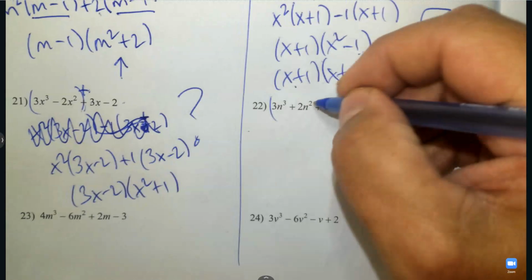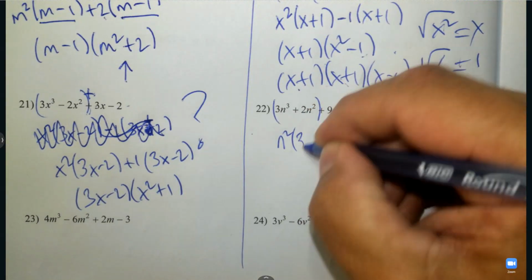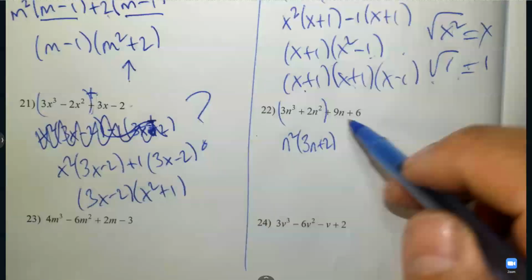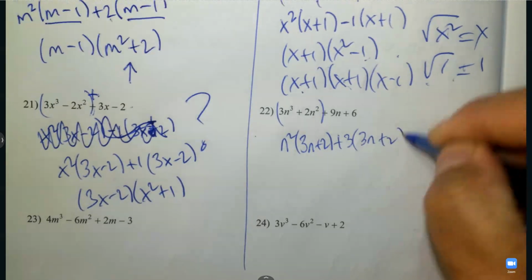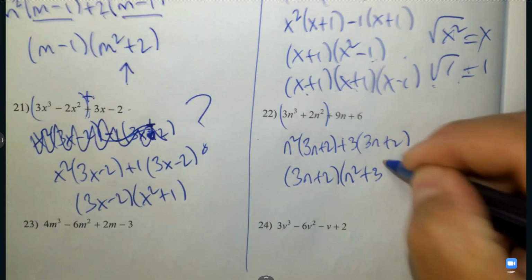All right, next one. Factor this out. See if I can do this one better. N squared, 3n plus 2. That's a plus sign, right? And that was a plus sign. I didn't see it. All right, factor out a 3. That's 3n plus 2. So we have 3n plus 2, and we have n squared plus 3. 2 more to practice. That's our lesson.